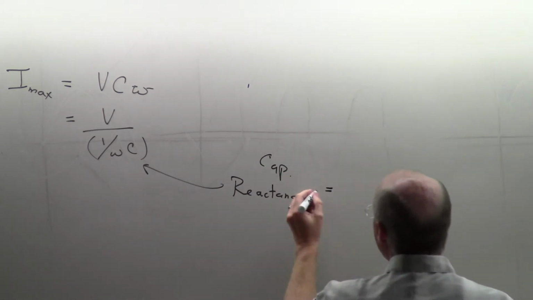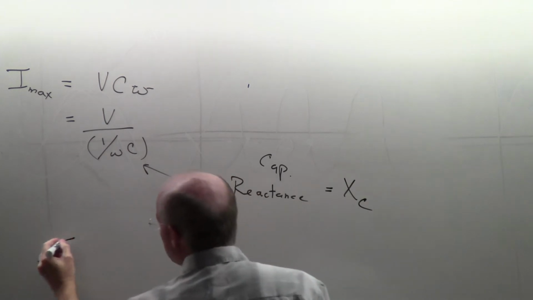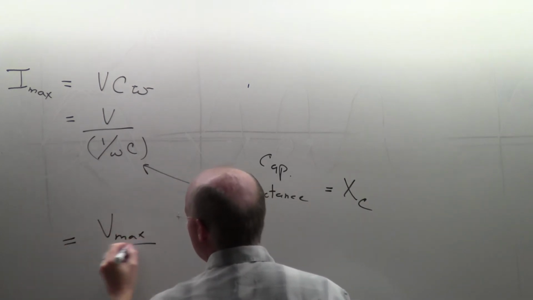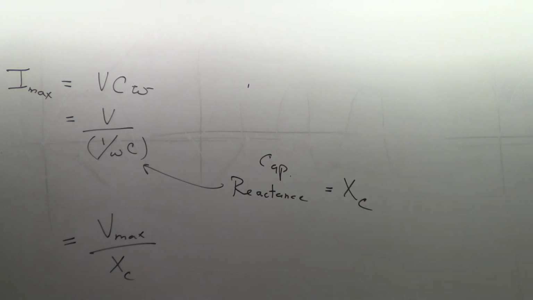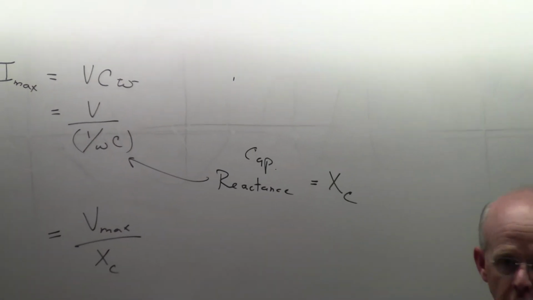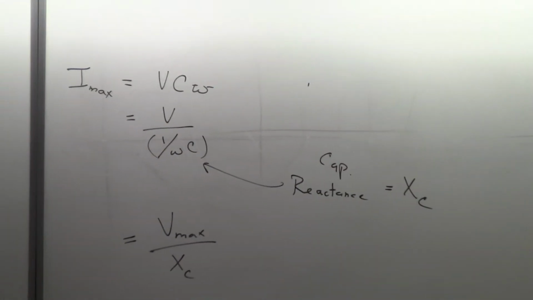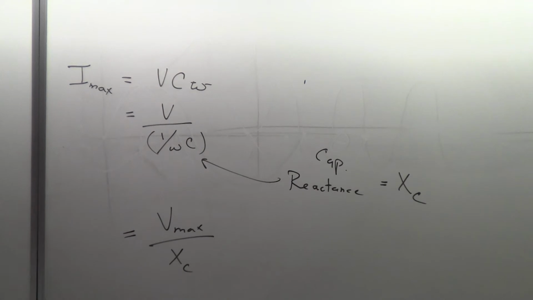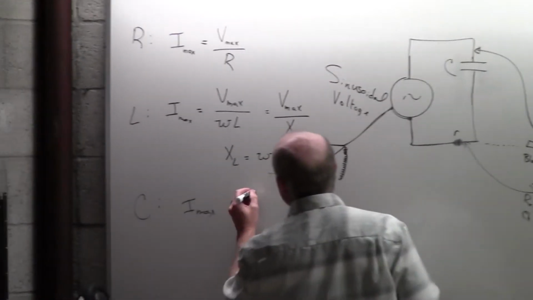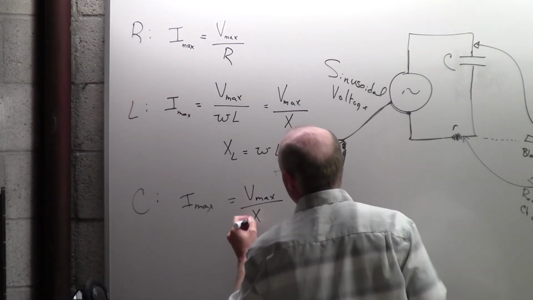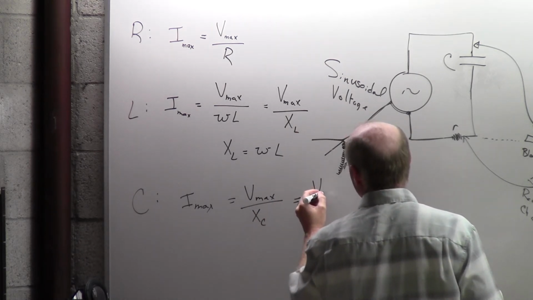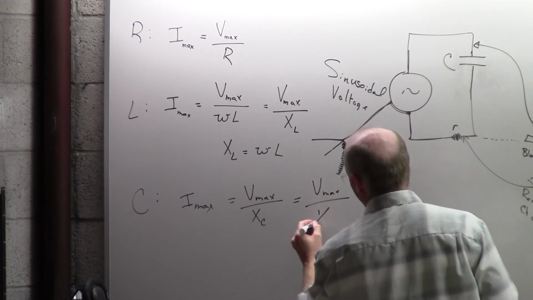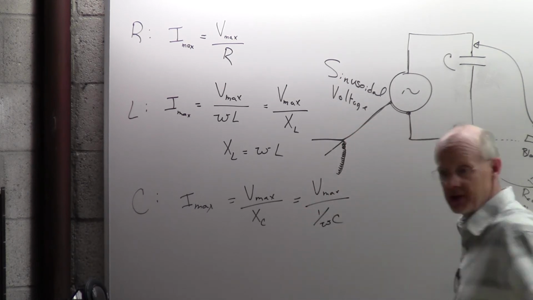Oh, we like to call this X sub C. Then it doesn't look so bad. We just go maximum divided by X sub C. And so it has that same look and feel. We've been doing that for resistors. We've been doing it for inductors. We might as well make it look like that for capacitors to help our thought process, that what is happening is we get the same thing here. And so this is V maximum divided by X sub C, where X sub C is 1 over omega C.